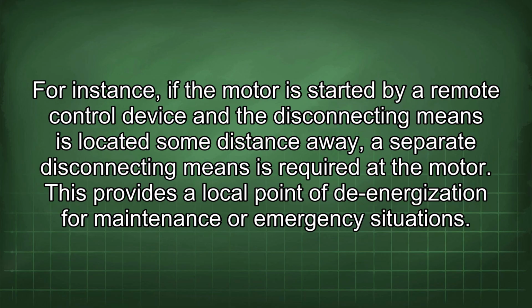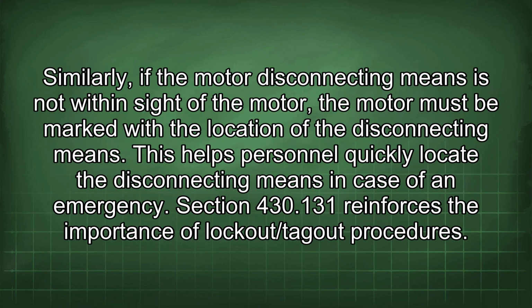For instance, if the motor is started by a remote control device and the disconnecting means is located some distance away, a separate disconnecting means is required at the motor. This provides a local point of de-energization for maintenance or emergency situations. Similarly, if the motor disconnecting means is not within sight of the motor, it must be marked with the location of the disconnecting means. This helps personnel quickly locate the disconnecting means in case of an emergency.